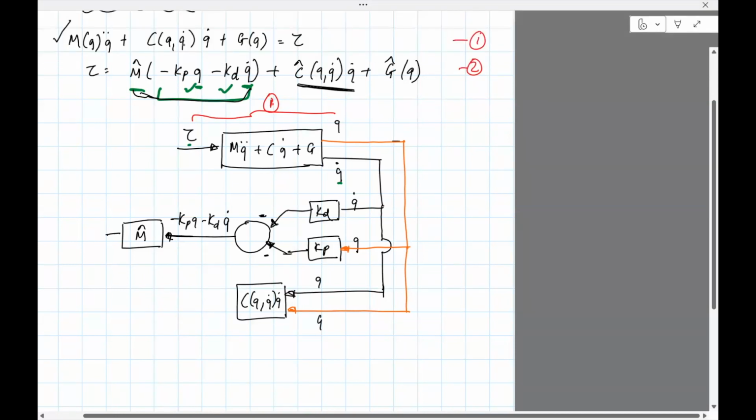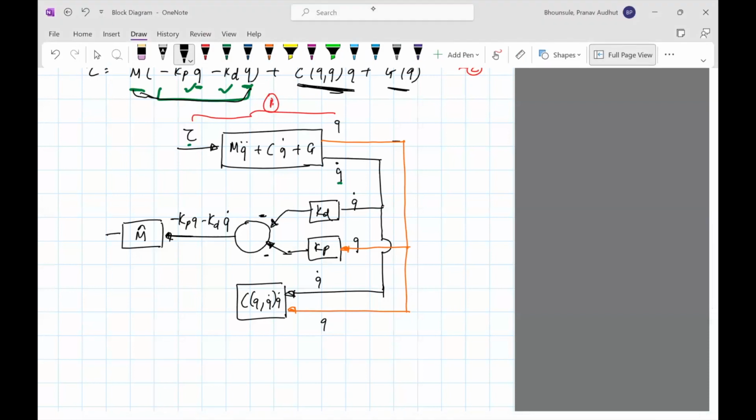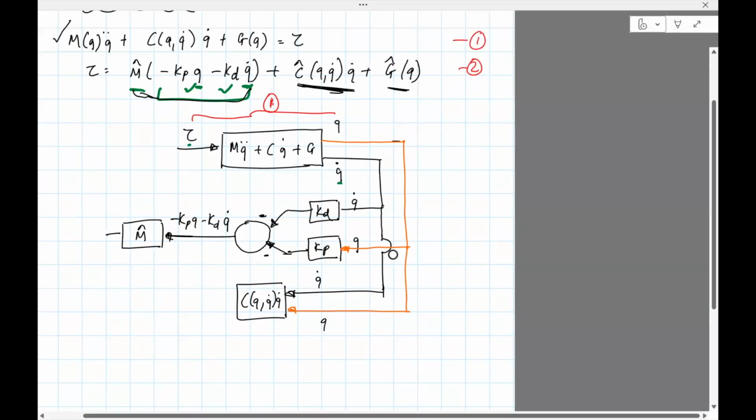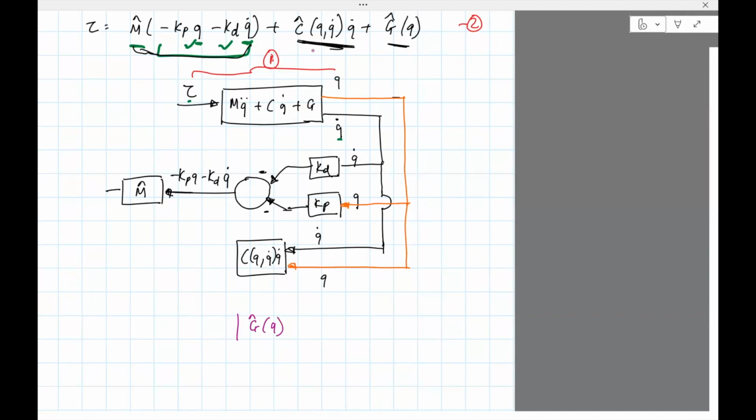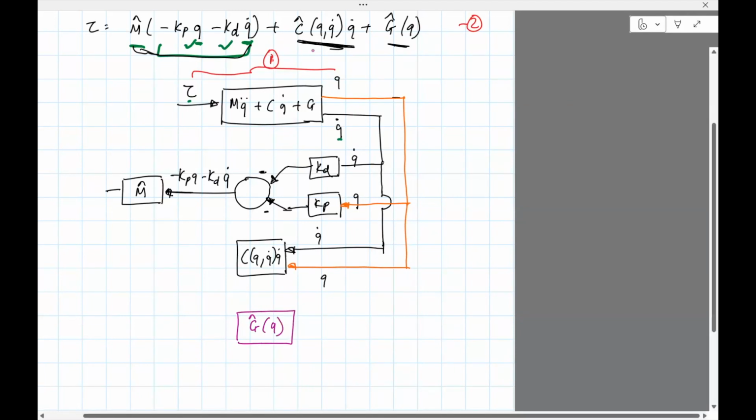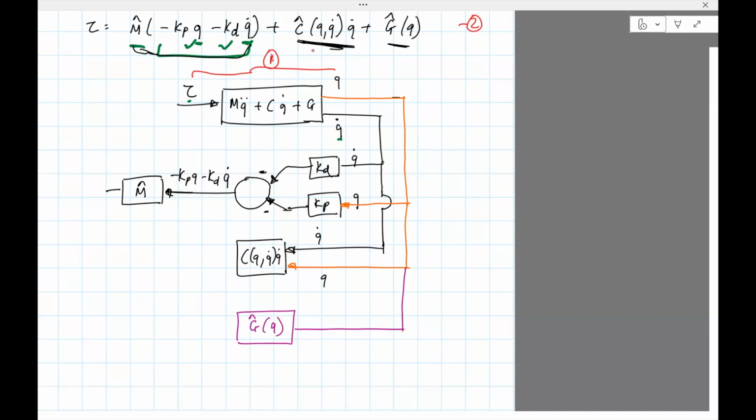So q dot and q. But we're not done. We are done with this, but we're not done with G. So let's do that one. Now, the input for G is going to be Q. So draw another block for G hat Q. This will only use Q. So let's put that in.